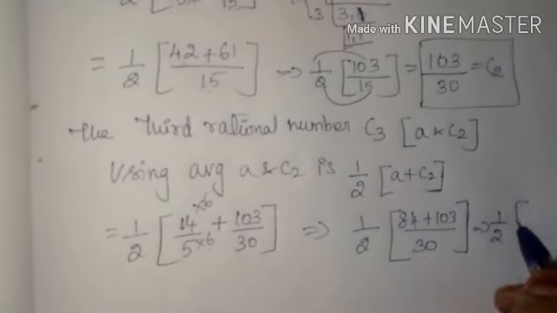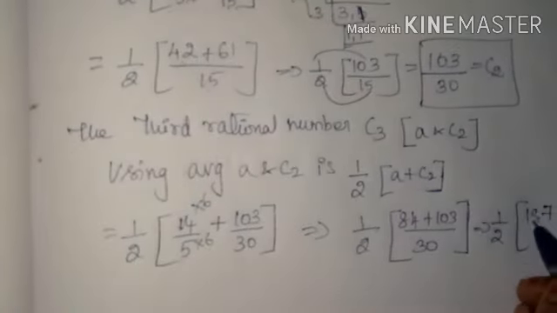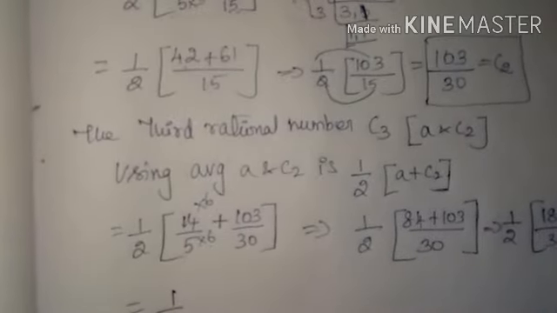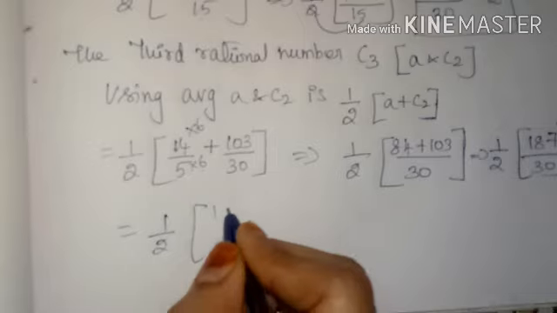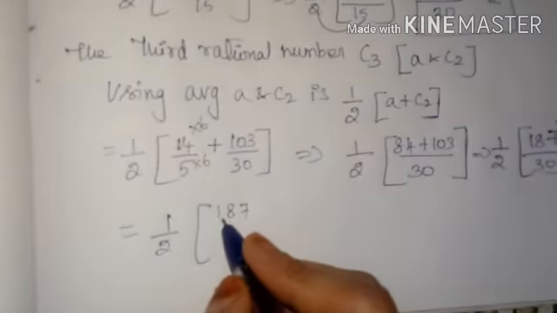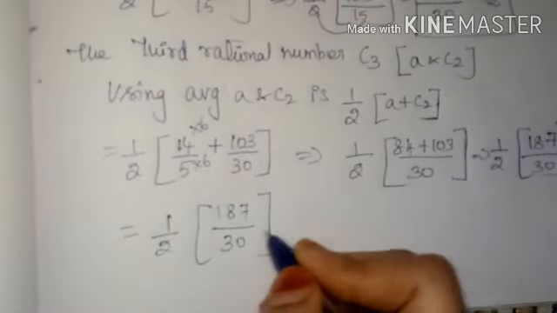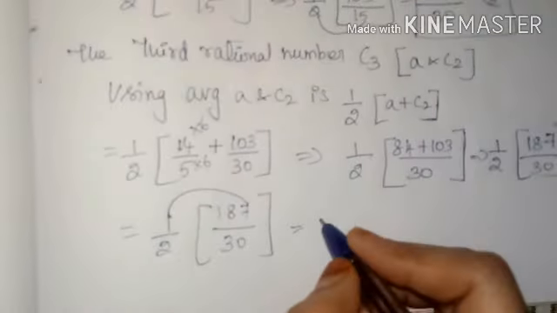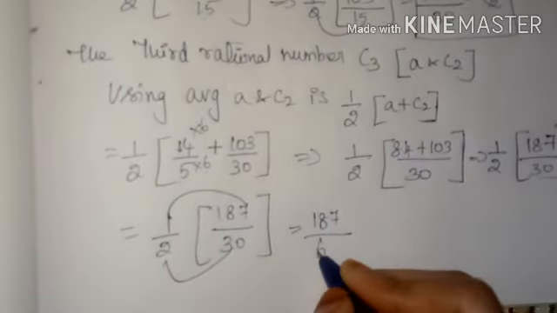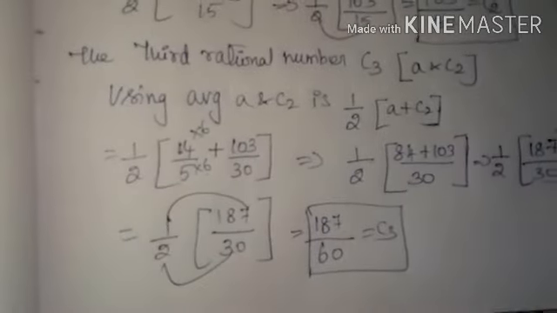1 by 2, add both the terms here. When we are adding 103 plus 84, we will get 187 by 30. Here we cannot cancel, so multiply as it is. 1 into 187, 187 by 2 into 30, 60. This is our third rational number.